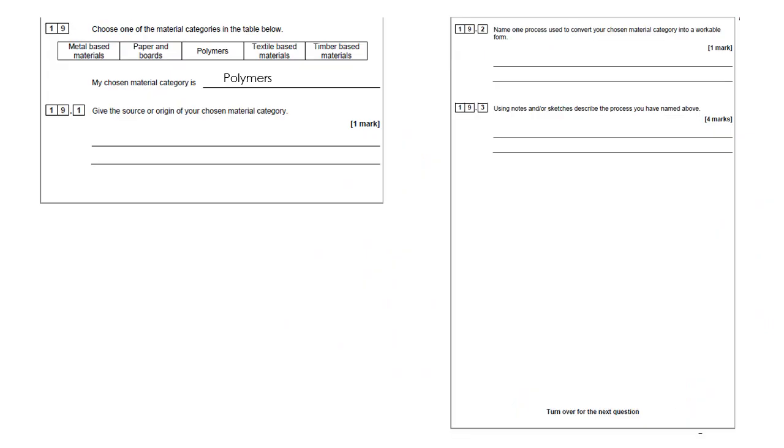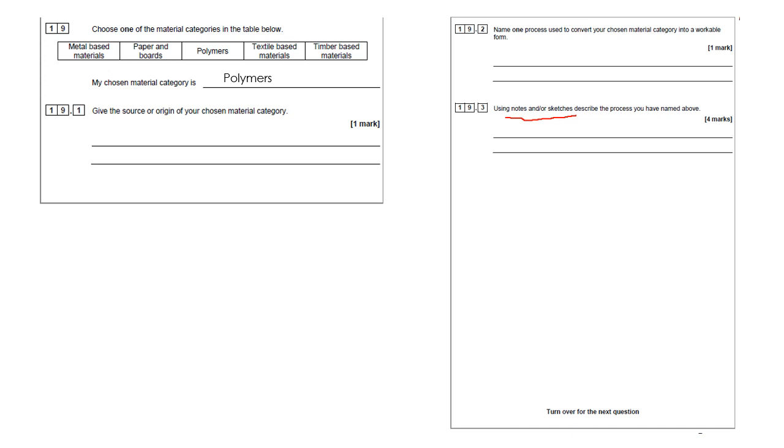Right then, this one is one that could really catch you out. So this one here, it says choose one of the material categories in the table below. Don't make the mistake that lots of my previous students have made and gone, oh, I'm not sure which one to pick. Oh, I'll go for textiles. Okay, it's obvious. Well, to me, it's obvious. I would forgive you if you went for metals or woods. But the problem is that later on in the question, it's asking you to use notes or sketches to describe the process that you've named above.